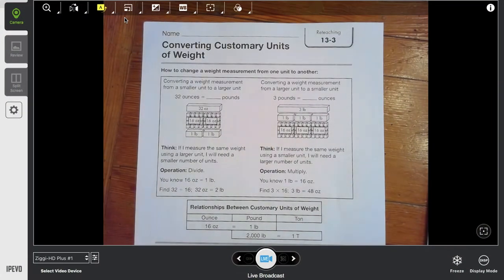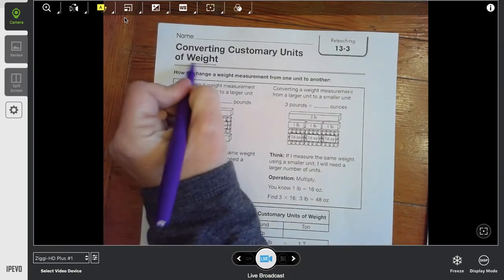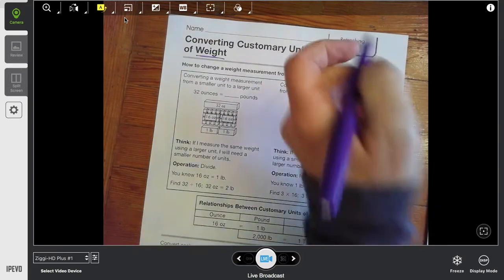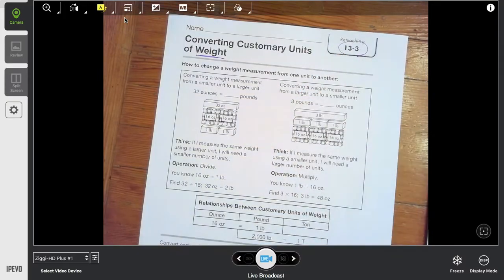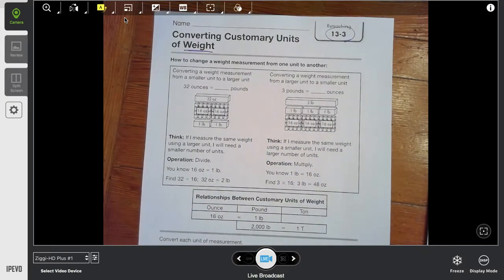Hey guys, here we go for our last converting measurement units. This is our last lesson for doing these transfers and conversions. Today we're going to talk about the customary units of weight. So when we talk about weight, that's what we're going to be on today. So we're on 13.3 from your packet, so hang on to that.